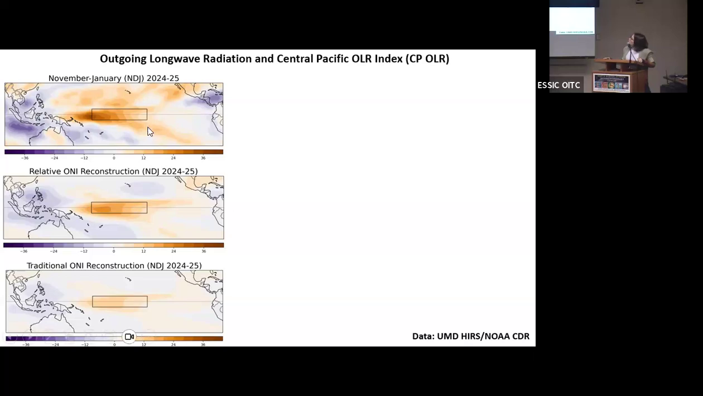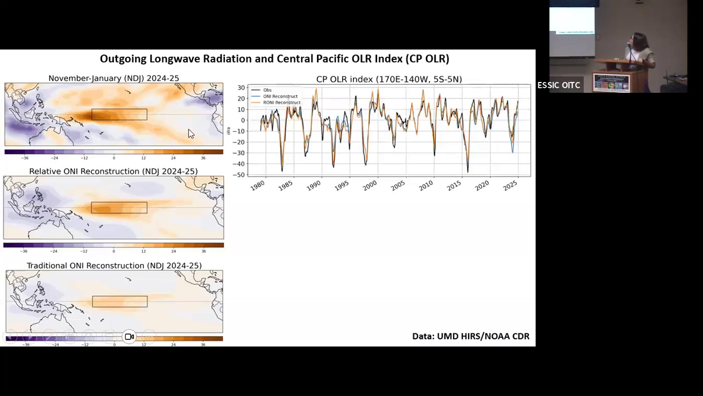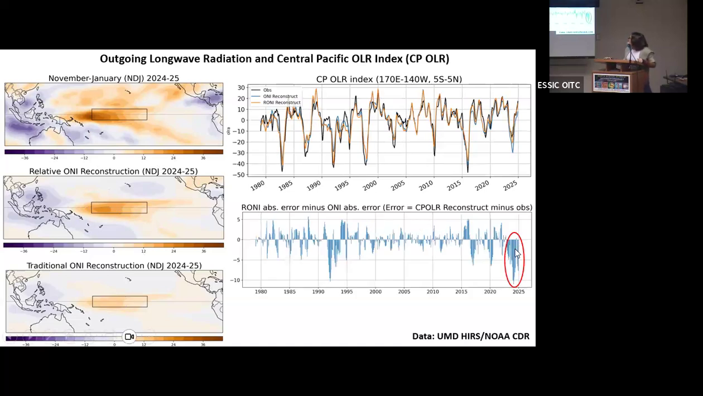So this is the observations. You see the suppressed convection near the dateline, enhanced over Indonesia, very La Nina-like. The reconstruction weighted by the relative value is fairly noticeable. And then the bottom is the traditional, and a lot weaker, right? So the relative, again, seems to be matching better what's happening. Do the same exercise where I have my time series, and then I look at the difference. And here again, just like in the equatorial SOI plot, we see these big differences where the relative reconstruction is matching the observations better than the traditional.